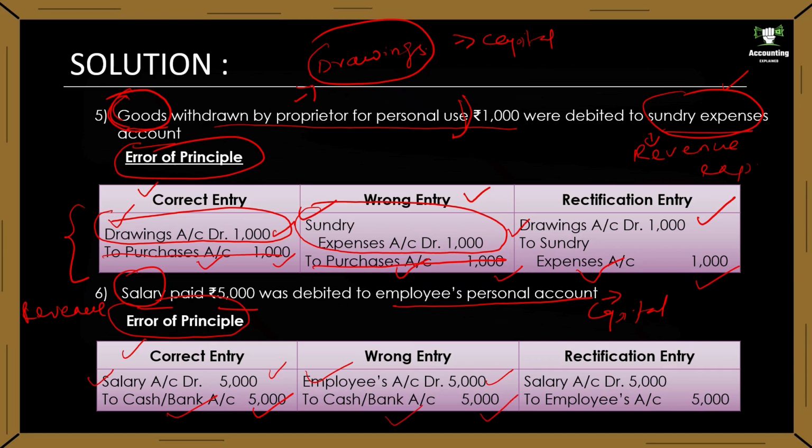account 5000. On comparing the correct entry and the wrong entry, cash account credit 5000 you have taken correctly. So the correct entry is salary account debit. Take it directly. Employee's account debit 5000 is a wrong entry. Cancel that by crediting employee's account 5000.